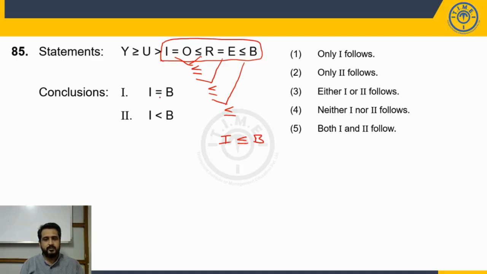But what is the first conclusion? I equal to B. So can you say definitely I equal to B? No, it could also be less than. So 1 does not follow. I less than B. Can you say definitely I less than B? No, it could also be equal, so that does not follow. But you can say that one of them will definitely follow, either less than or equal. So either 1 or 2 follows. Choice 3.